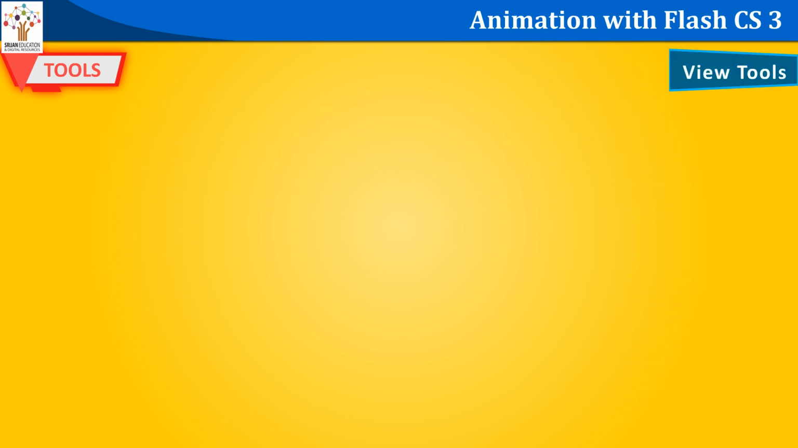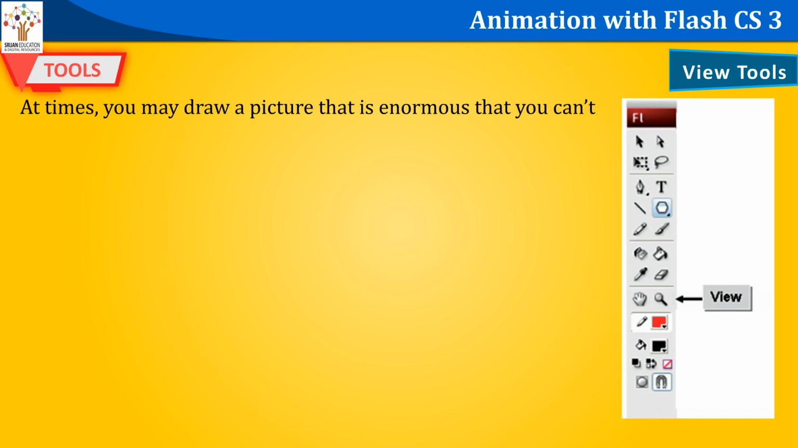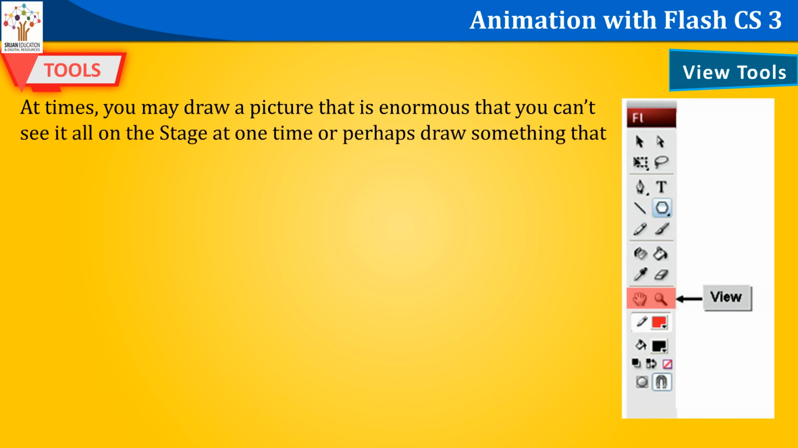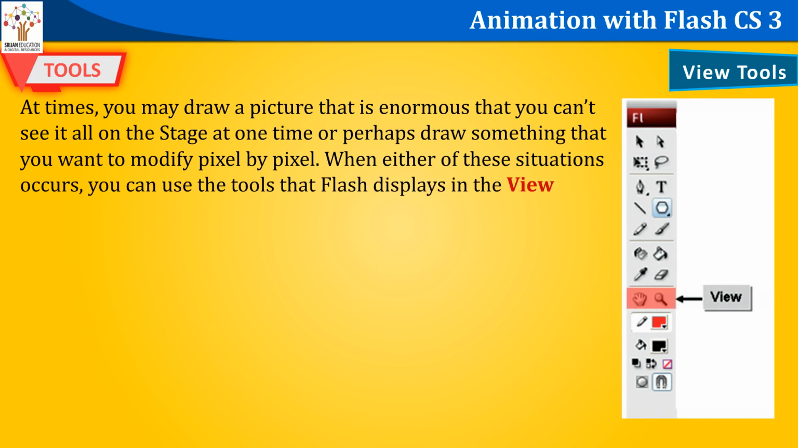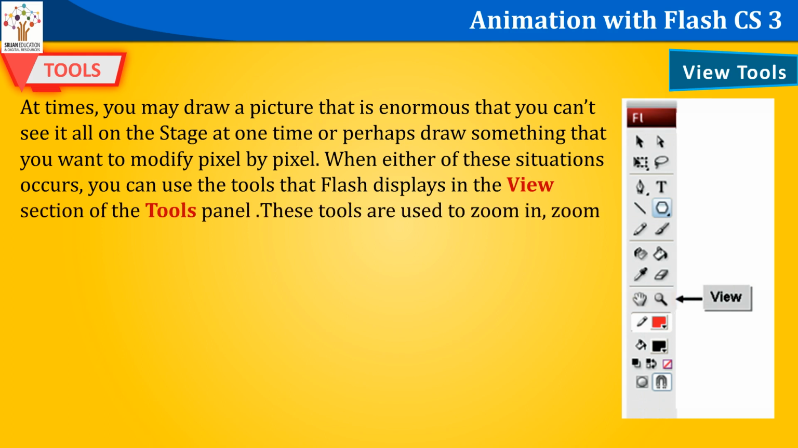View tools. At times you may draw a picture that is enormous that you can't see it all on the stage at one time, or perhaps draw something that you want to modify pixel by pixel. When either of these situations occurs, you can use the tools that Flash displays in the View section of the Tools panel. These tools are used to zoom in, zoom out, and pan around the stage.